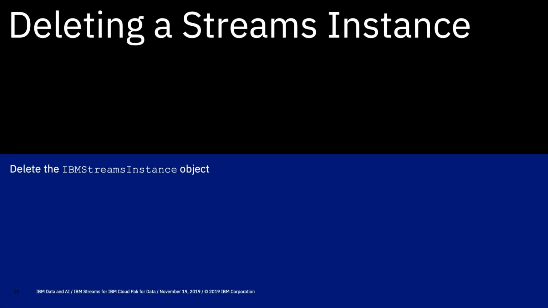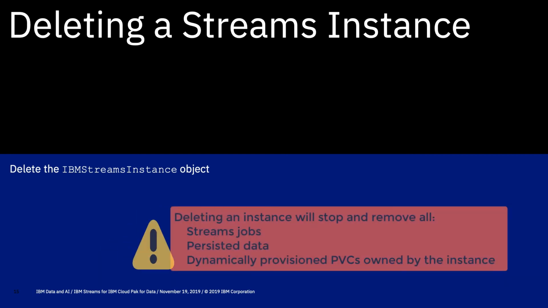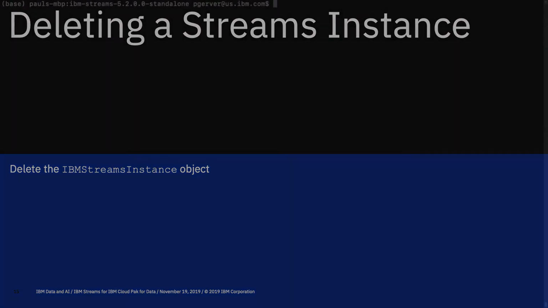The last demonstration I'll walk through is deleting a Streams instance. Be warned that deleting an instance will stop and delete all running jobs, persisted data, and dynamically provisioned PVCs owned by the instance. So do take a moment to review that the instance is no longer needed or in use.